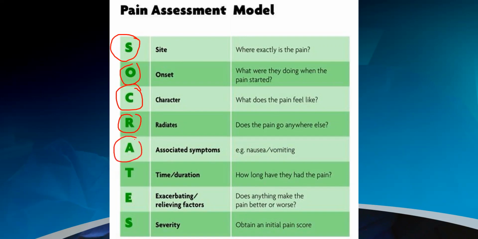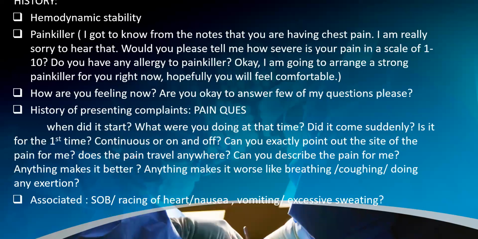Associated symptoms, we always ask, like, along with the chest pain, are you having any shortness of breath, any nausea, any vomiting, any sweating? Time or duration. That means how long the patient has been having the chest pain. E for exacerbating and relieving factors. So anything that makes it better, anything that makes it worse. And severity of the pain. We already asked it. So this SOCRATES set, we should always ask in any pain questions. So that's exactly what we have asked.